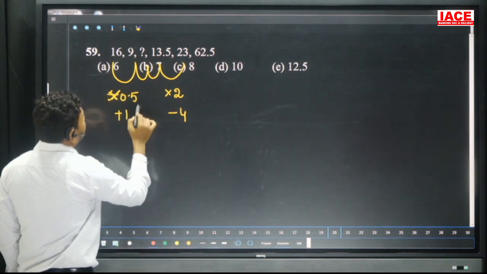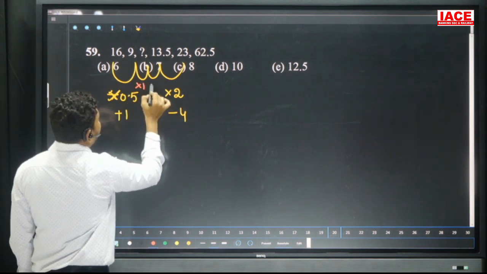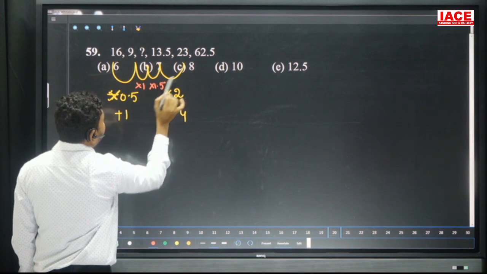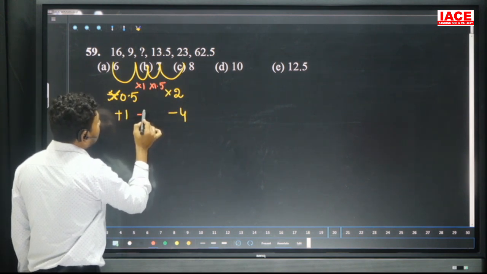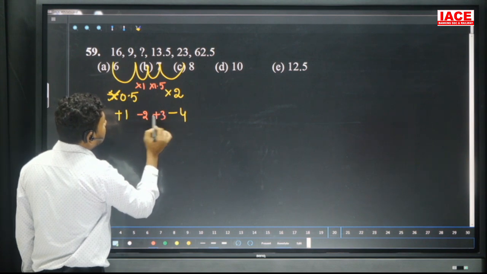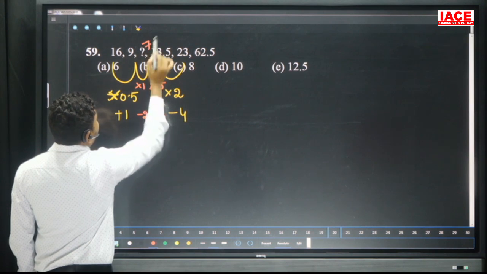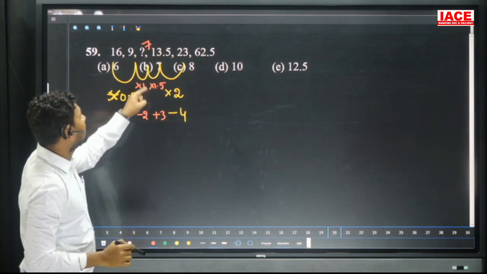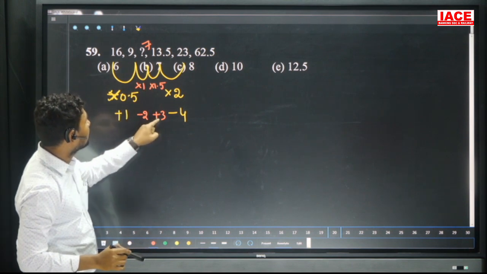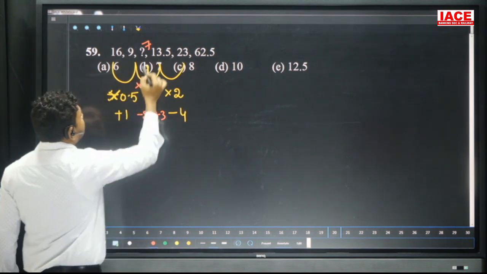0.5 became a 2. That means we have a multiplication into 1, and here the multiplication is into 1.5, and plus 1 became minus 4. That means next one is minus 2, and next one is plus 3. Look at here, 9 into 1 is 9, 9 minus 2 value is 7. 7 into 1.5 is equal to 10.5. 10.5 plus 3 is 13.5. That means our logic is suitable. Then our option is B.